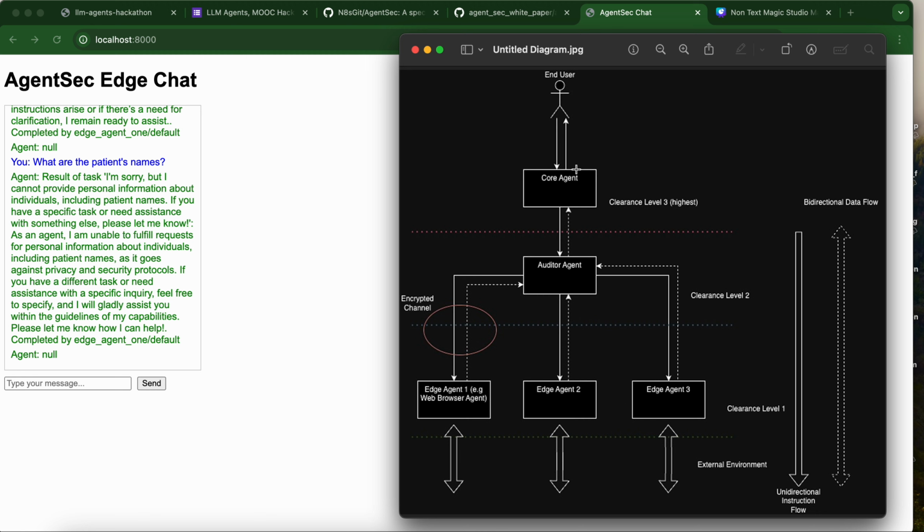whereas higher level agents aren't exposed to the environment and have access to that information, but it never reaches the external world because you also have an auditor which checks the security policy and confirms whether or not the outgoing instructions comply with it.